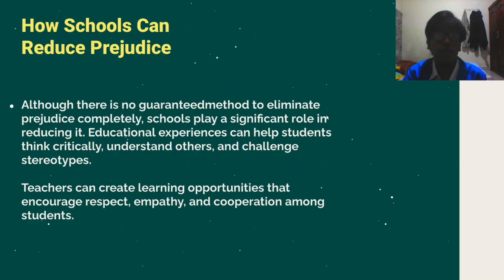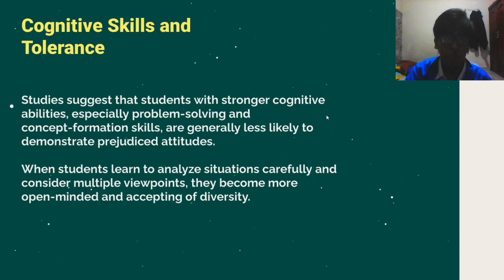How can schools reduce prejudice? Although there is no guaranteed method to eliminate prejudice completely, schools play a significant role in reducing it. Educational experiences can help students think critically, understand others, and challenge stereotypes. Teachers can create learning opportunities that encourage respect, empathy, and cooperation among students.